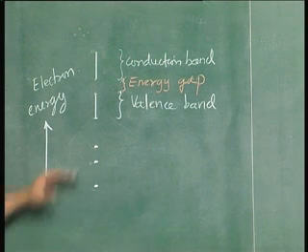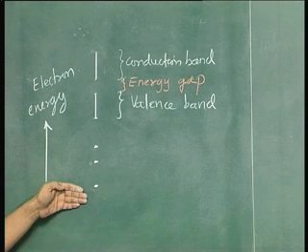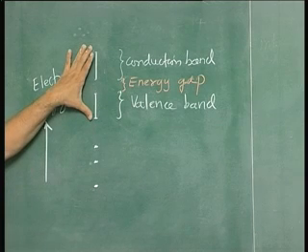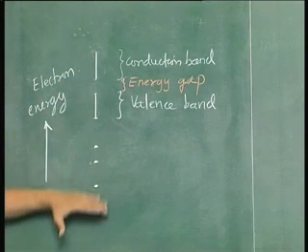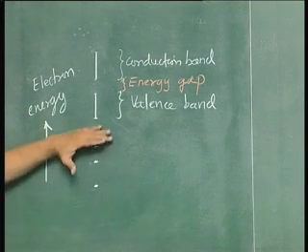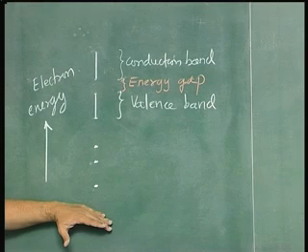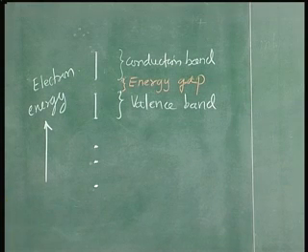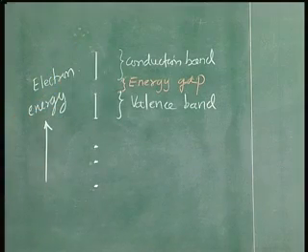Now it turns out that the lower energies are not of interest to us, because most of the properties of the semiconductor can be understood in terms of these two bands. Okay? And therefore one does not show these lower energies.